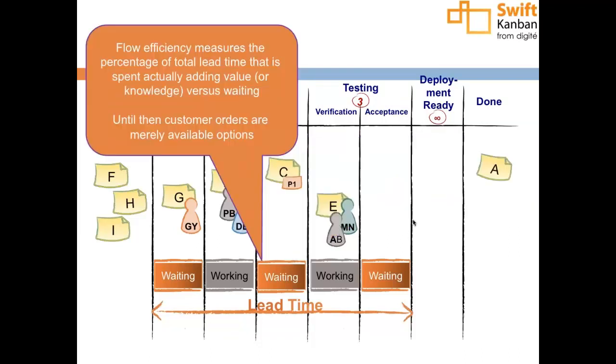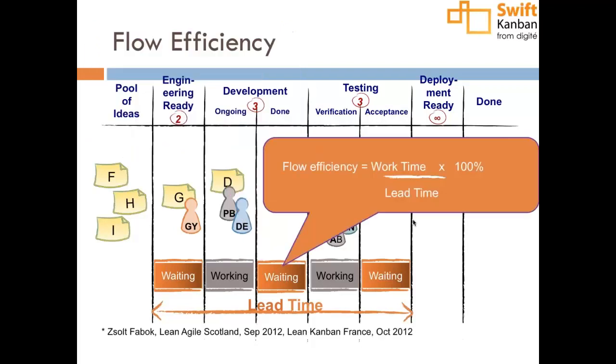Go back for a second. It is a measure of the total, a percentage of the total lead time that is spent on actually working on the work item. So it is the ratio of the work time to the total lead time or the total cycle time, multiplied by 100, of course. And it gives you, therefore, a measure of how much wait time is built into your system.